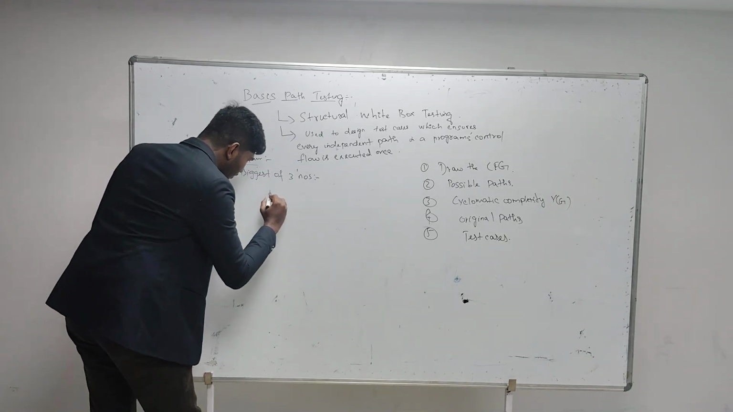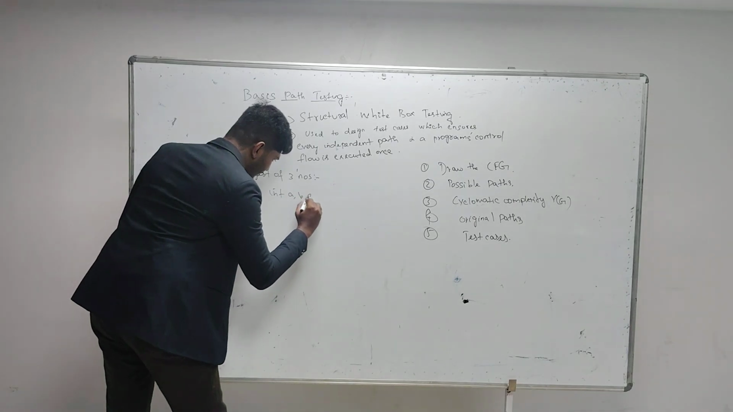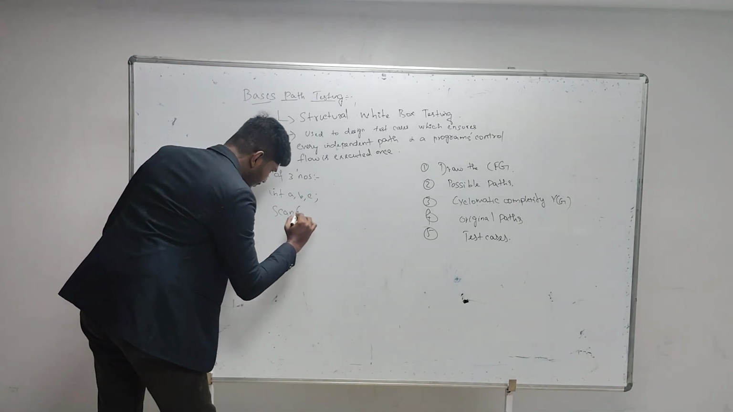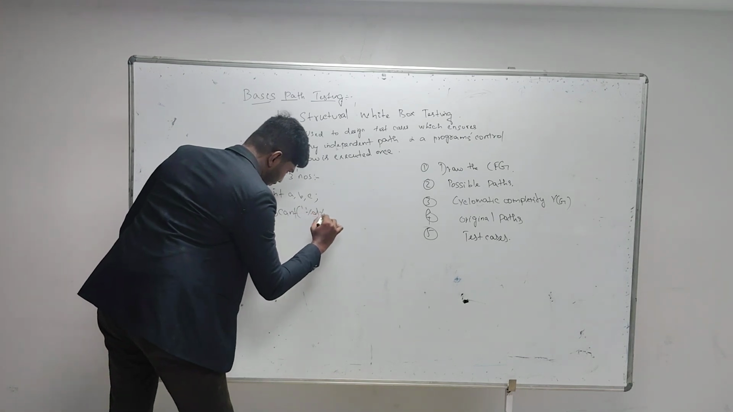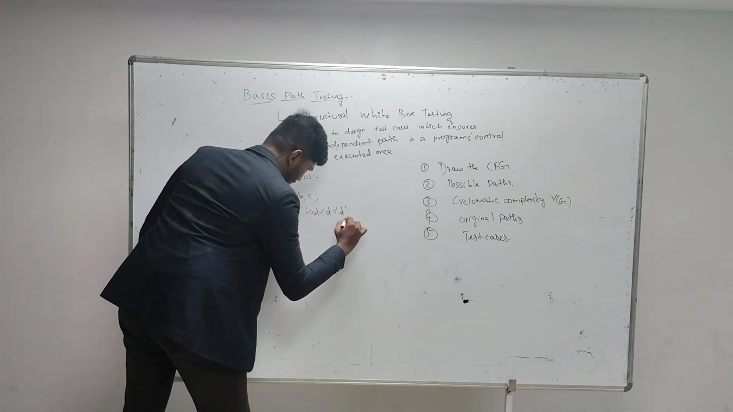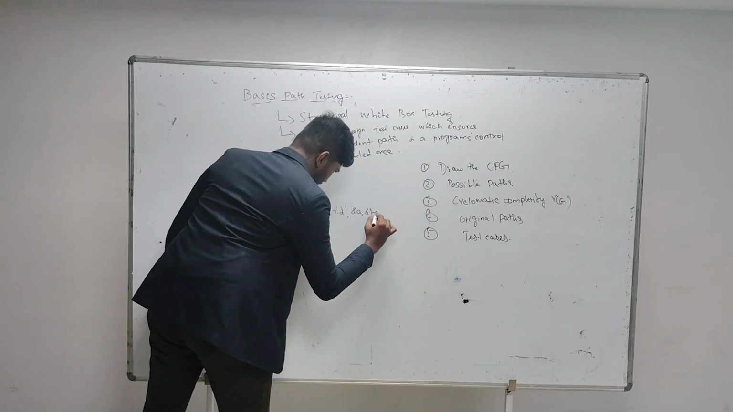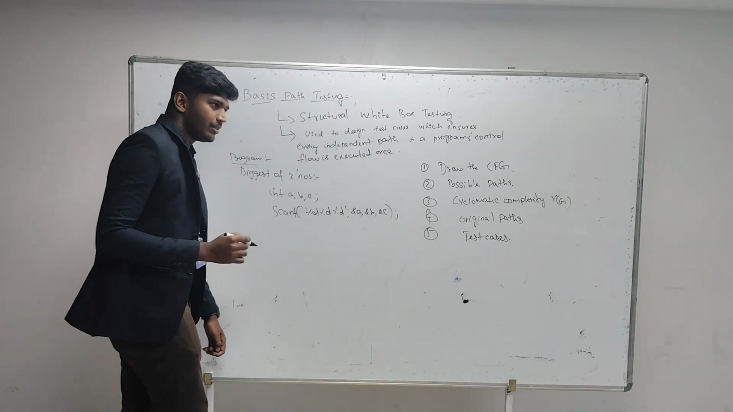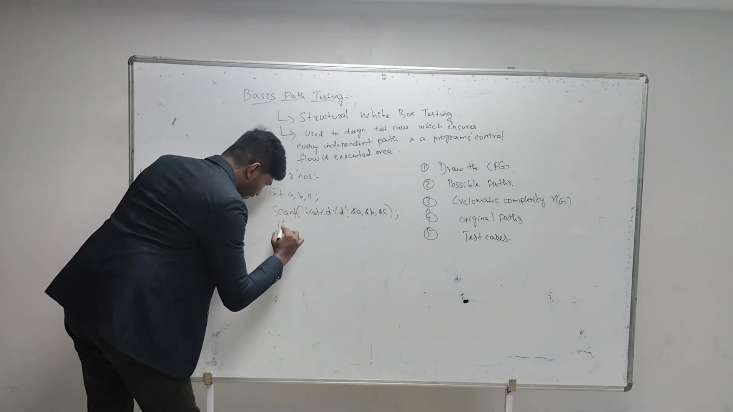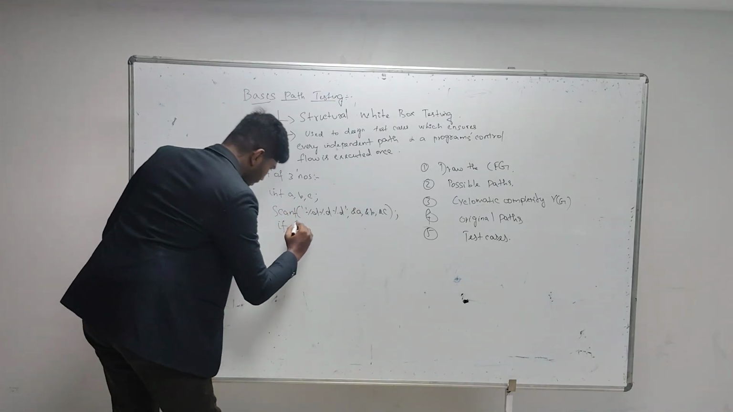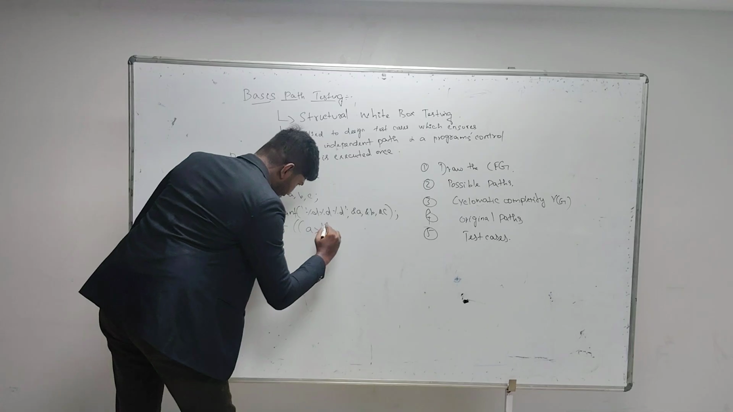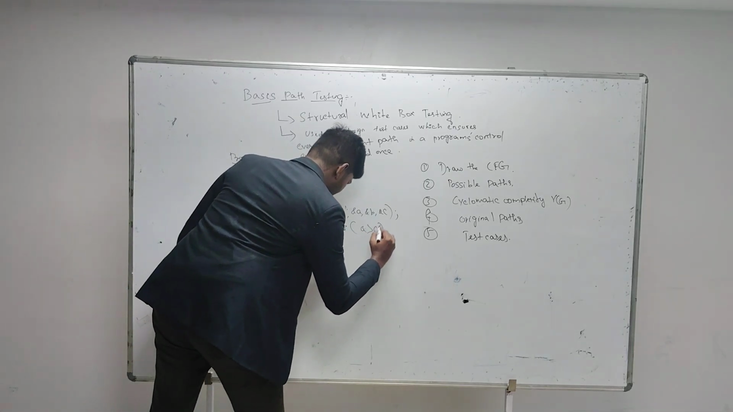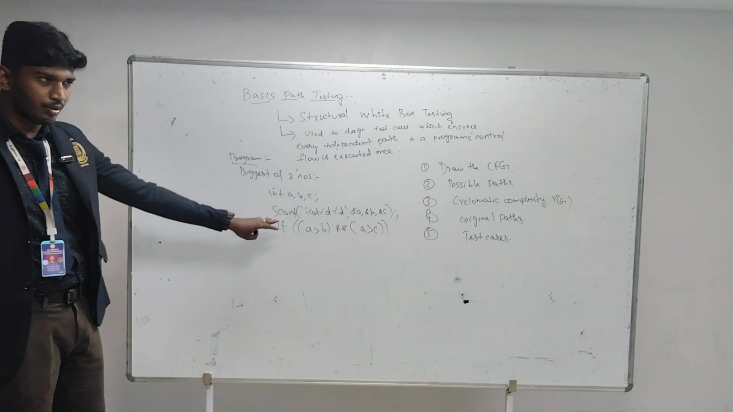So basic program, so int a comma b comma c, you have to get the 3 numbers and you have to scan. Then you have to check out the conditions for the 3 numbers. So first of all, if condition, so a is greater than b and a is greater than c. Okay, so you have to check these 2 conditions first.